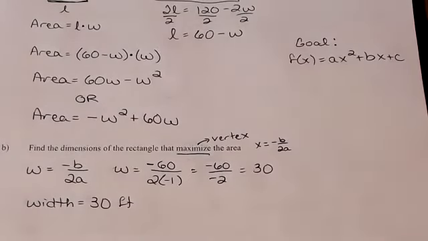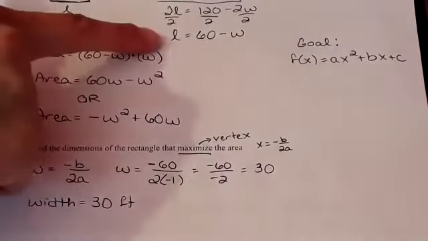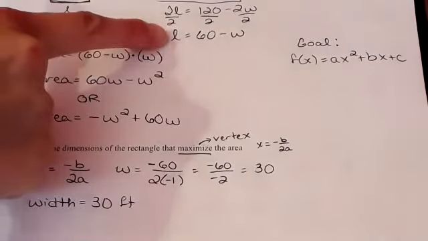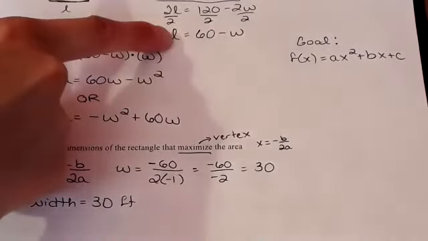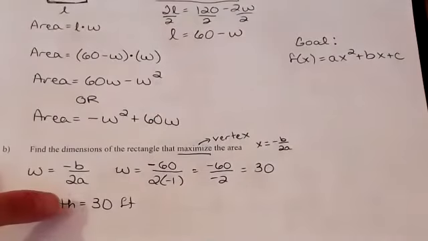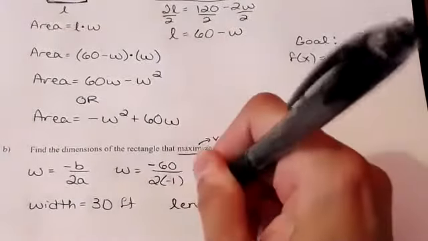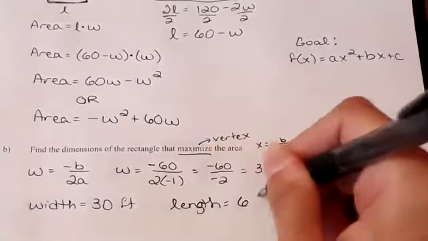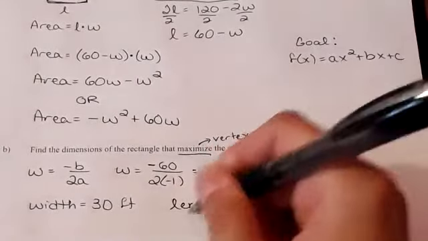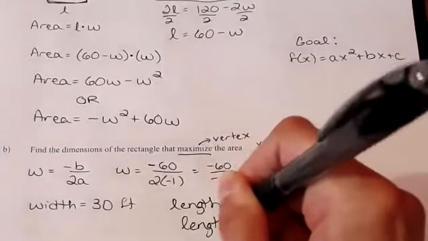We actually defined length kind of in the beginning. We said that the length is equal to what? 60 minus W. Exactly. Always go back to the information we derived. So we said that the length is 60 minus the width. Well, I know the width. It's 30. So that means my length is 60 minus 30, which means my length, guess what, is also 30.